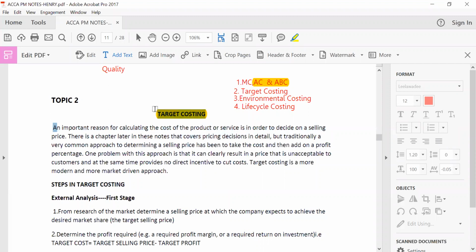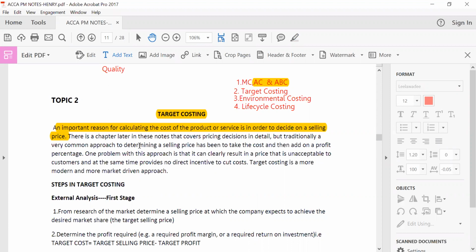So I proceed. An important reason for calculating the cost of the product or service in order to decide on a selling price is what we are looking at as the main important bit. We want to determine the cost, and after determining the cost of the product, we can determine the selling price. Because after determining the cost of the product, we can factor in either a markup or a margin. They are all elements of profit. A profit can be in the form of a markup, or it can be in the form of a margin. Then thereafter, we can estimate our selling price.